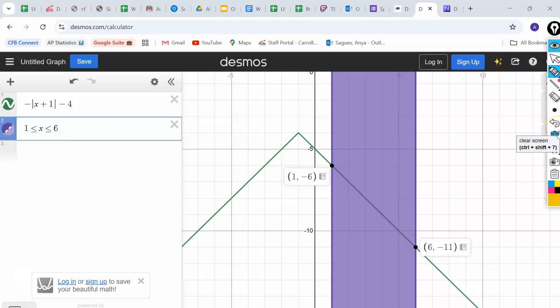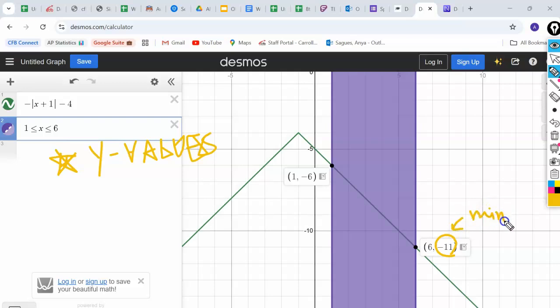minimum or maximum, I only care about the y values. Only the y values. So my minimum is my lowest y value in this area. My lowest point is this one, and the y value of that lowest point is -11. So this is my minimum.